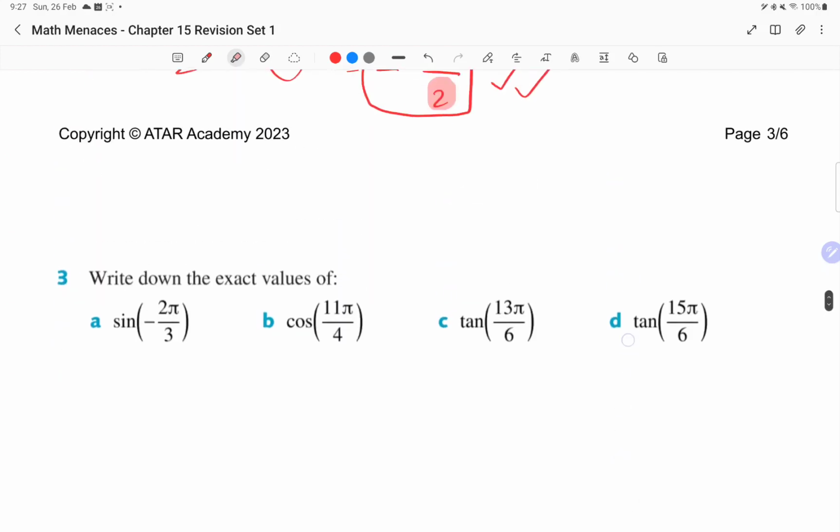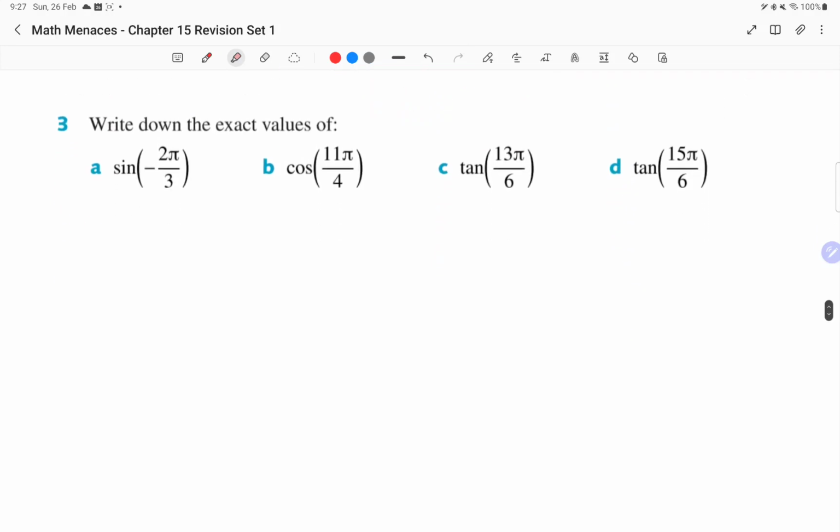Alright, moving on. Write down the exact values of these ones. So, okay, I'll pick this one here. Question C. 13 pi on 6. So, tangent. Charlie? 1 over square root 3. Well, wait, I want to know the method more than the answer.